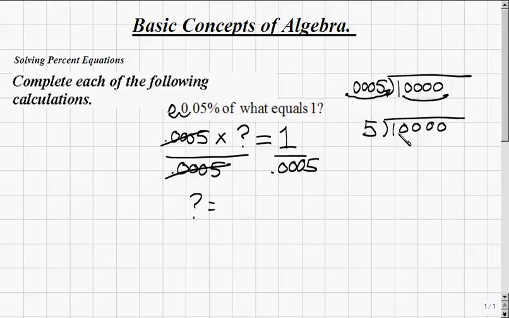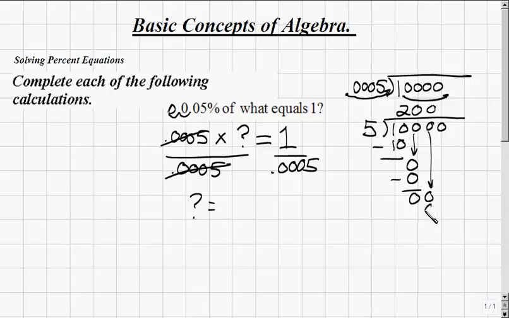Well, 5 doesn't divide into 1, but 5 does divide into 10 2 times. 5 times 2 is 10. Subtract, we get 0. For the remaining zeros we have, 0 multiplied by 5 is 0. Subtract that, get 0. Bring down the next 0. And 5 goes into this 0 times.